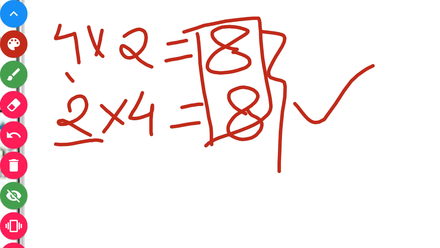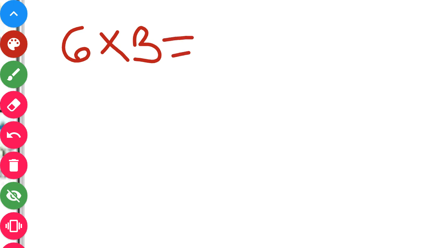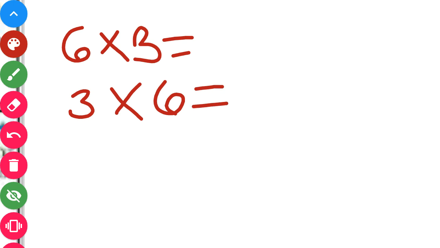Okay, now let us understand this with the help of one more example. Okay, 6 into 3. Now what I will do? I will change the order of the numbers. Now I will write 3 into 6. Okay.